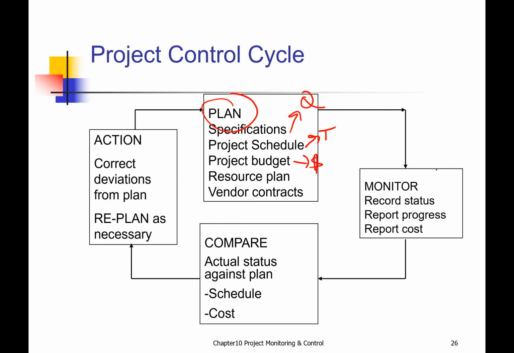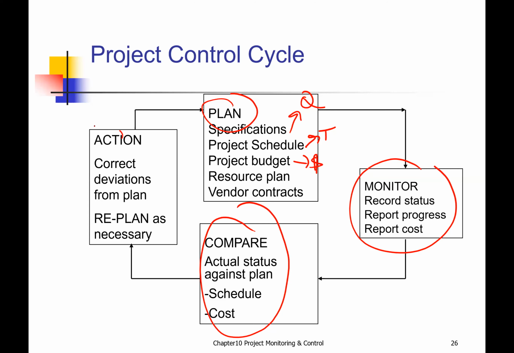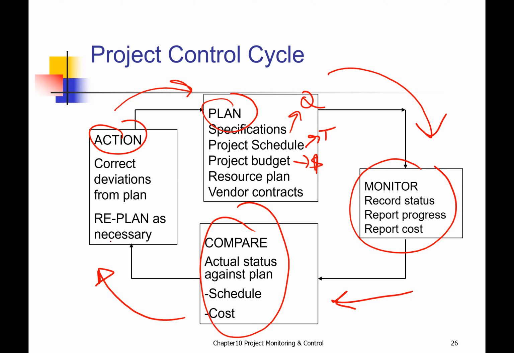And then we monitor, and then we compare. Compare is like this one. One of the reasons why we develop the S-curve is to make comparison so that we know where we are standing right now, and then we take action. And you notice that there is a continuous loop. Continuous loop meaning you will do this again and again until the end of the project. When the project stops, then only this kind of loop will stop.